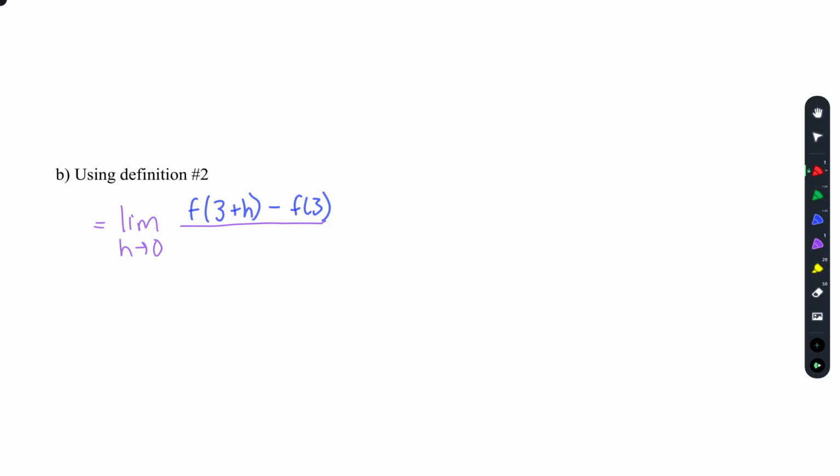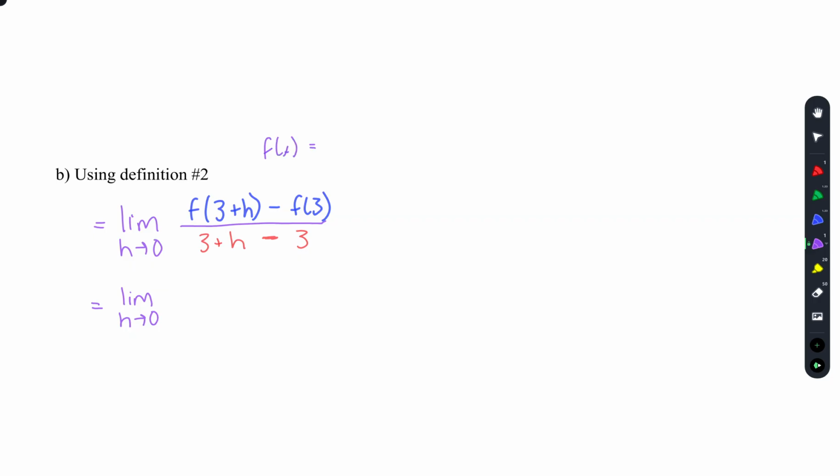Maybe I'll just do that to be safe, because you would have this technically, right? But the 3's would cancel. Okay. So I usually just go straight to h. So then this is going to be fun. You're going to plug in that 3 plus h in for x.